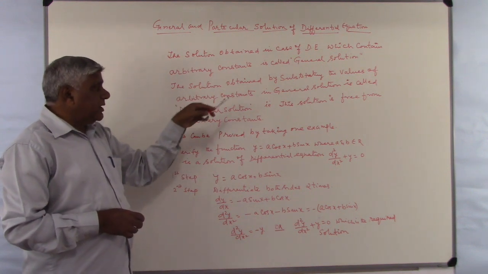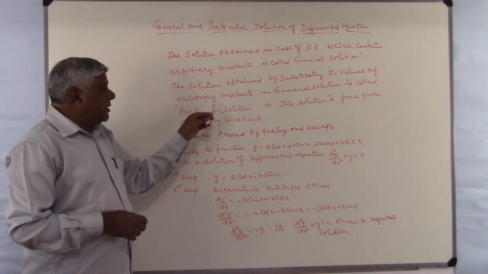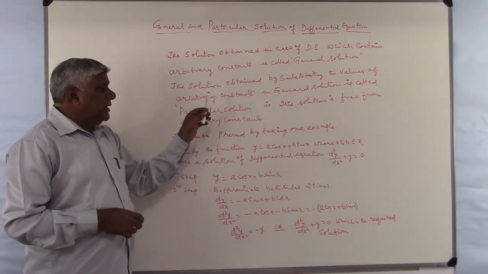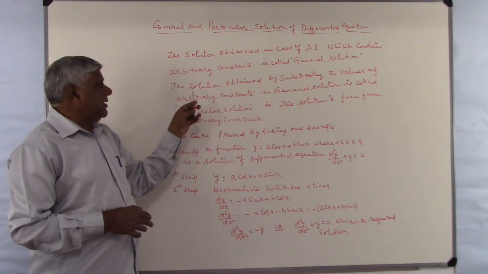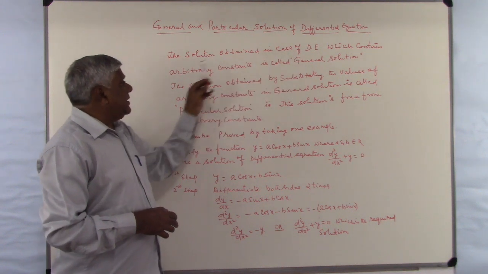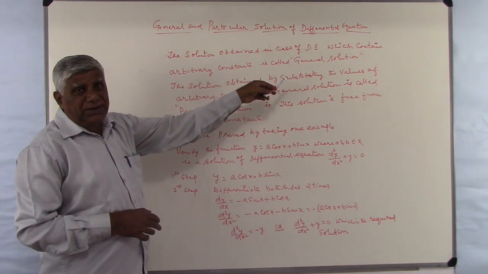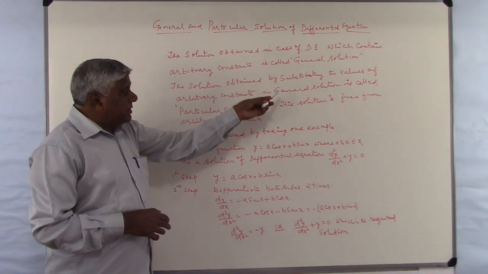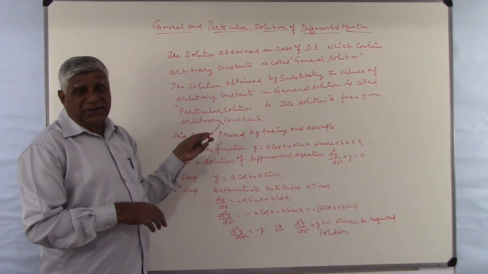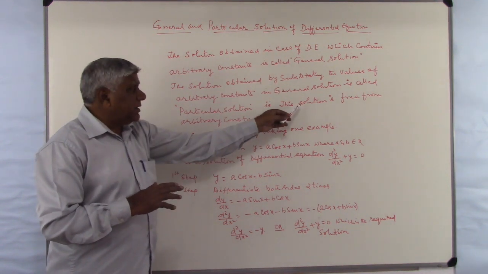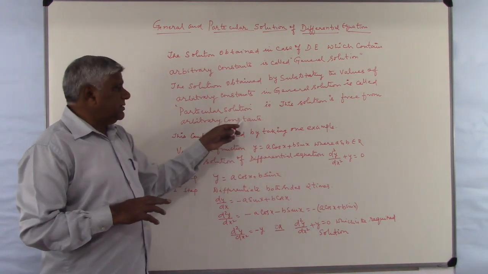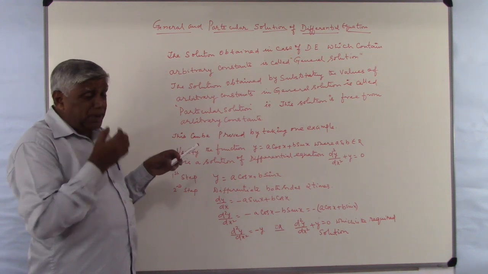But in case of particular solution, these arbitrary constants are eliminated. They are eliminated by substituting in the equation suitably. That is what we will see here. The solution obtained in case of differential equation which contains arbitrary constants is called general solution. The solution obtained by substituting the values of arbitrary constants in general solution is called particular solution. That means to say the particular solution will be free of these arbitrary constants. So that is the meaning. Now this can be proved by taking one example.